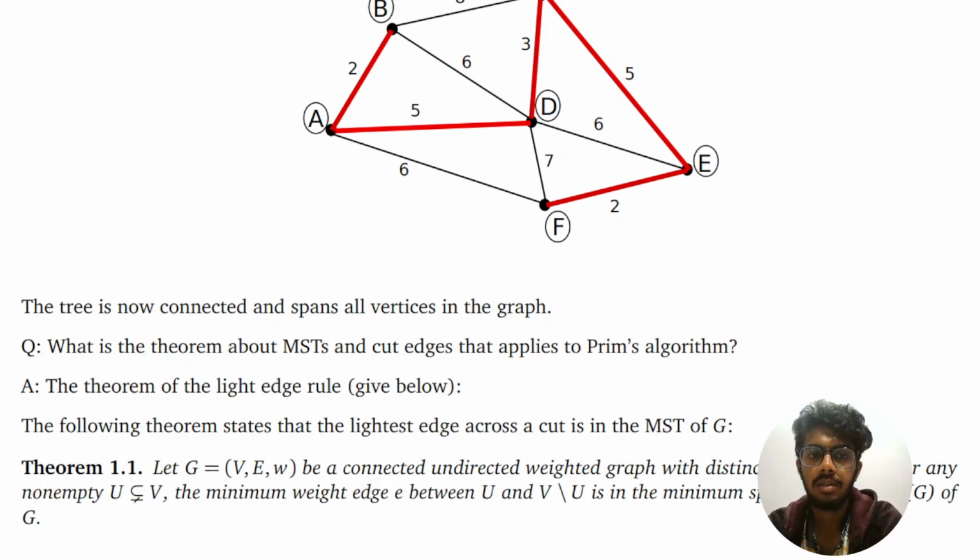Question: what is the theorem about MSTs, which are minimum spanning trees, and cut edges that applies to Prim's algorithm? Theorem of the light edge rule. The following states that the lightest edge across a cut is in the minimal spanning tree of G.